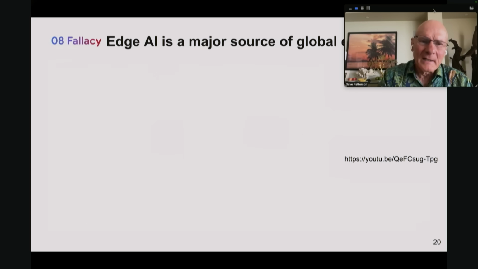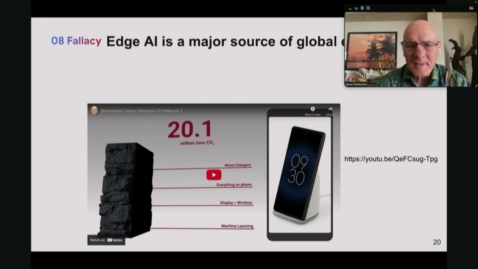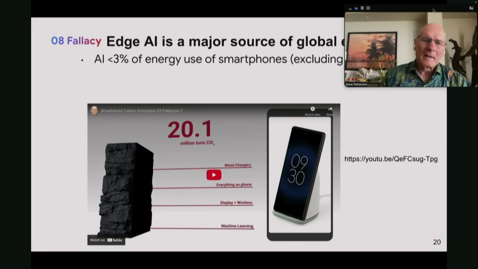Okay. And the eighth fallacy I'm up to now is about edge AI. Well, if data centers aren't so bad, what about edge AI? That was a question we got. And so we looked into that. Actually, there's not that much energy use on the smartphones themselves. If you just have a phone, how much is AI? And when we measured it, it was say less than 3%.